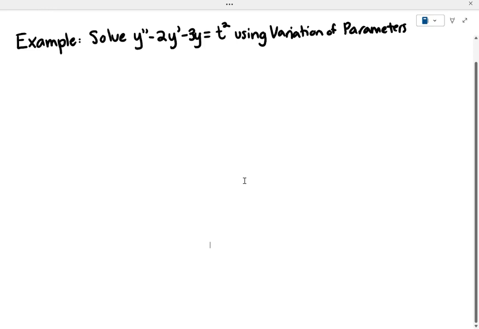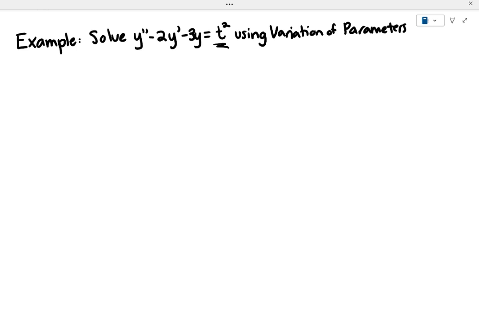Example, solve y double prime minus 2y prime minus 3y equals t squared using variation of parameters. Before I start, I want to note that if given the choice, I probably wouldn't use variation of parameters to solve this differential equation. The non-homogeneous term is t squared, and that's a polynomial.